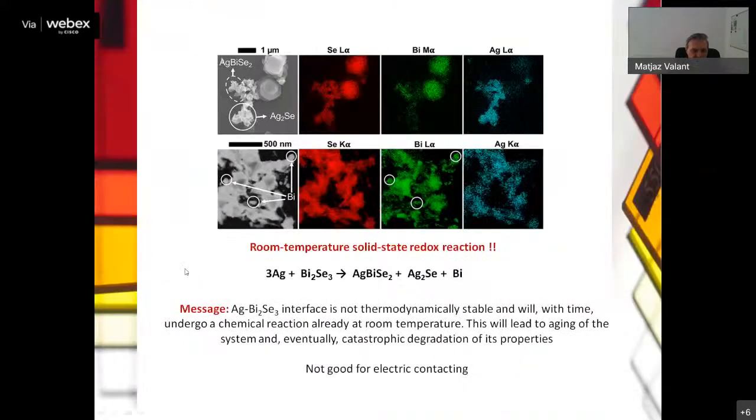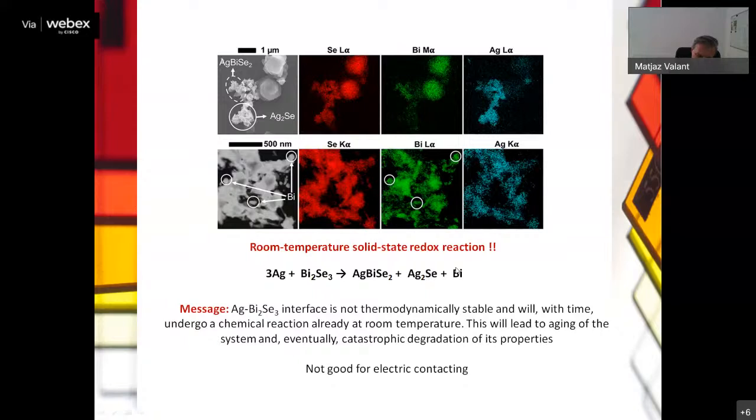So SEM analysis, elemental mapping, show again the presence of bismuth in some areas, like here, like here, like here. And also we were able to identify phases containing selenium and silver. So based on all this investigation, we've been able to write down the reaction that happens at room temperature between metallic silver and bismuth selenide. So you see this reaction, and see again here, we produce metallic bismuth.